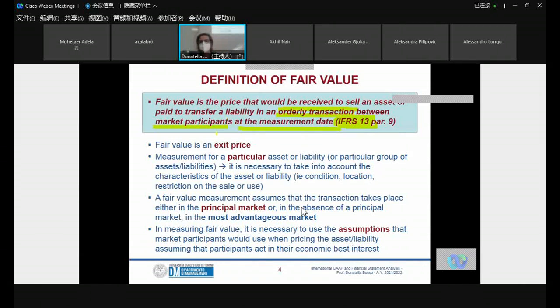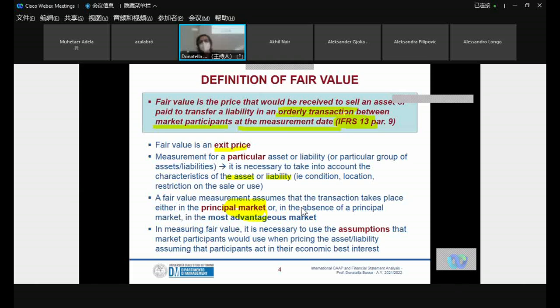Exit price, and it is necessary to take into account the characteristics of the asset or the liability. So if we need to determine the fair value of an asset, first of all, we need to understand the characteristics of that specific asset. And the market. Okay? So it is based on the price that will be received in a market transaction.